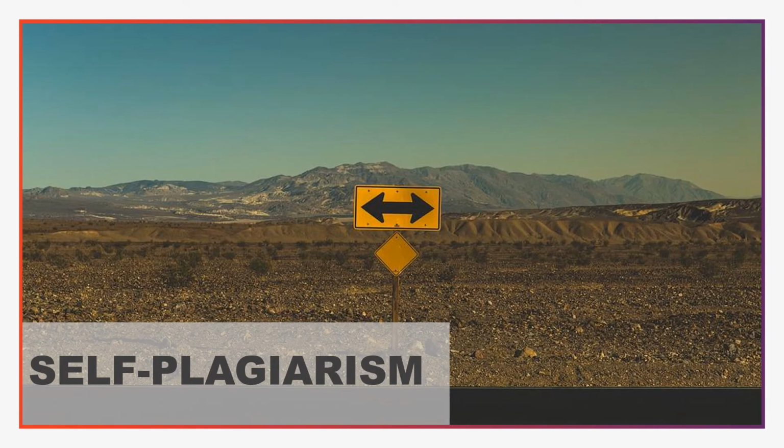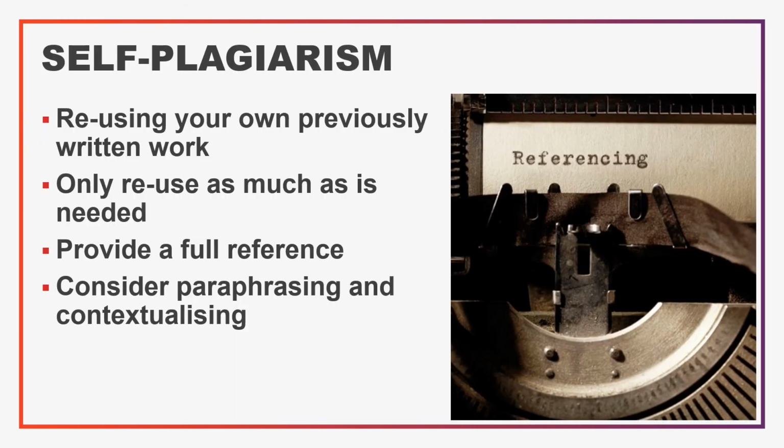Another common way in which academic sources can be misused is through self-plagiarism. Self-plagiarism is reusing your own previously written work. If you've written something on a topic before, you need to make sure that you aren't directly reusing anything without giving credit to your previous piece of work.